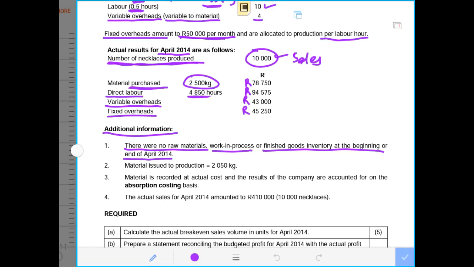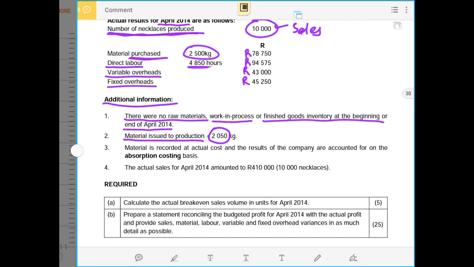Then we go to number two, where it says material issued to production, meaning we only issued material of 2,050 kg. Remember, we purchased material of 2,500 kg, but we only used 2,050 kg of material. So now we can see that purchases of material and the usage of material are different. This becomes very important when we do some of the variances, to know which amount to take into consideration.